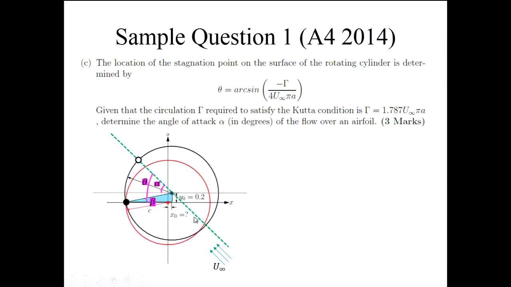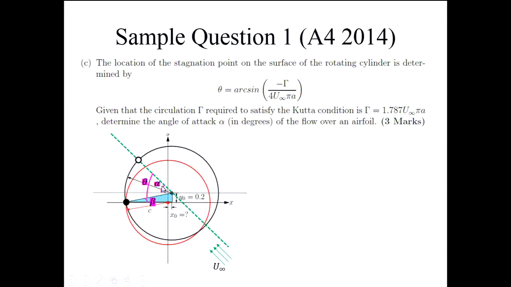We have the incoming uniform flow rotated by angle of attack alpha. If there's no angle of attack, this green line should be horizontal, right? But after applying this angle of attack alpha, it has been rotated by this much. So this angle of rotation is just alpha, which is shown here.